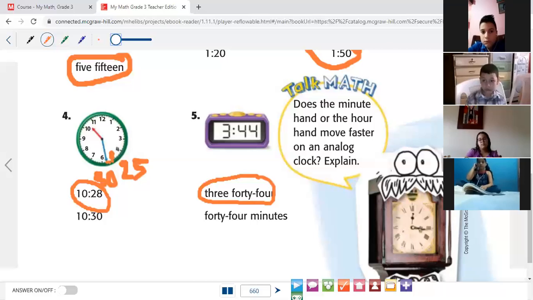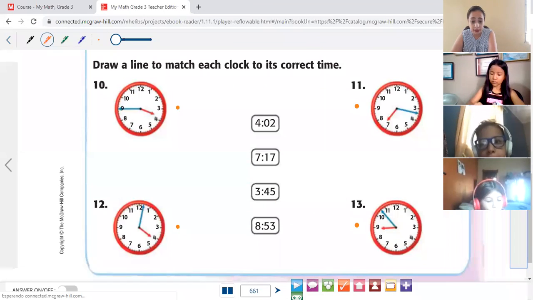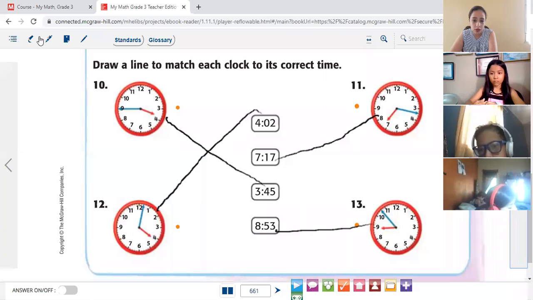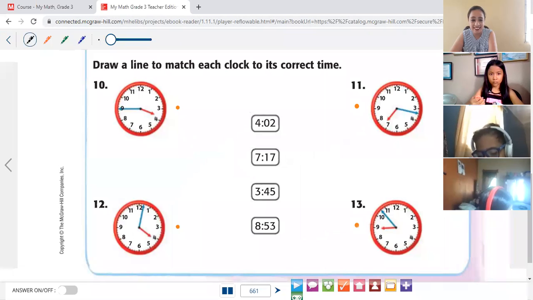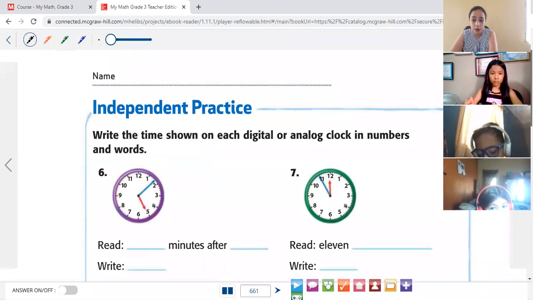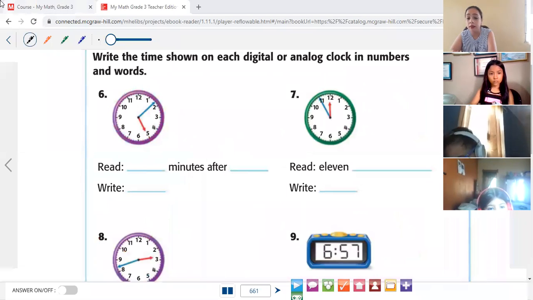Now, next page. Turn your page, please. Page 660. Uh-oh. You have the answers already here. I will erase them. Now, let's do number 6 together, okay? Write the time shown on each digital clock or analog clock in numbers and in words. So first we are going to write it in words, and then we are going to write it in numbers.